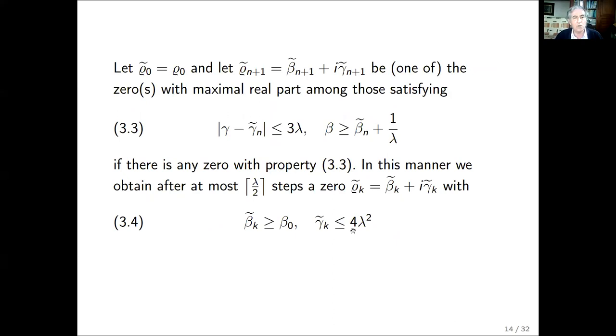So the first part of the procedure is relatively clear. If we have a zero, and near to this zero we have another one which is somewhat more to the right, then we jump to the other zero. In this way, after at most log y steps, we arrive at a zero which has a real part a little bit larger than or the same as the original one. And the imaginary part is perhaps a little bit larger, but it has the same order of magnitude as the original one. So we replace the original zero rho naught with this rho k.